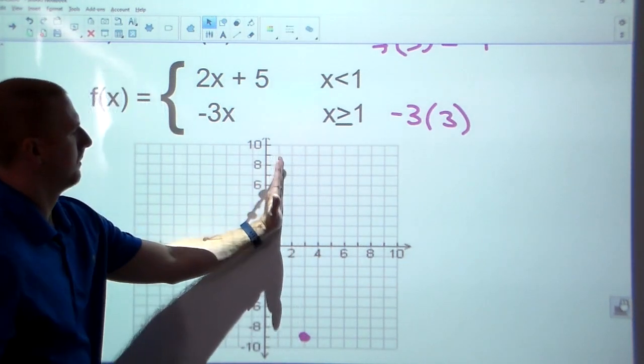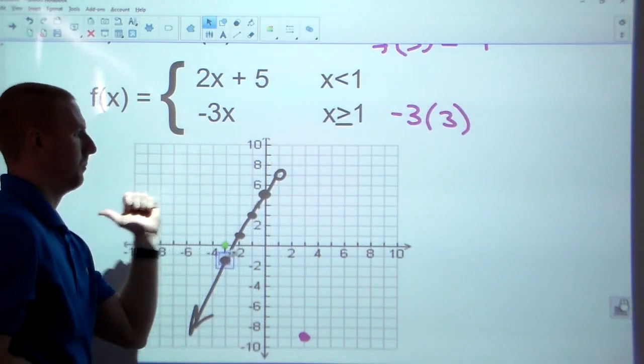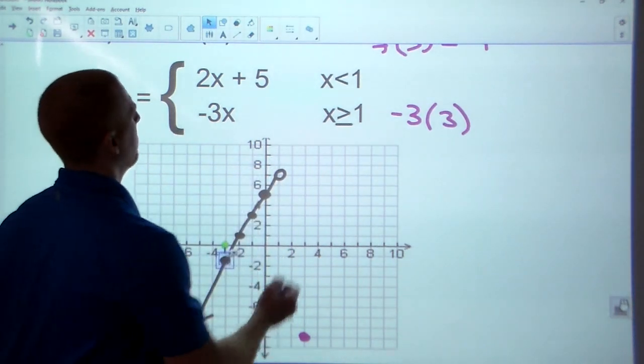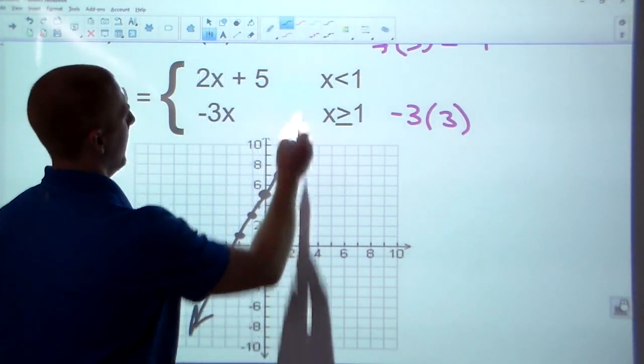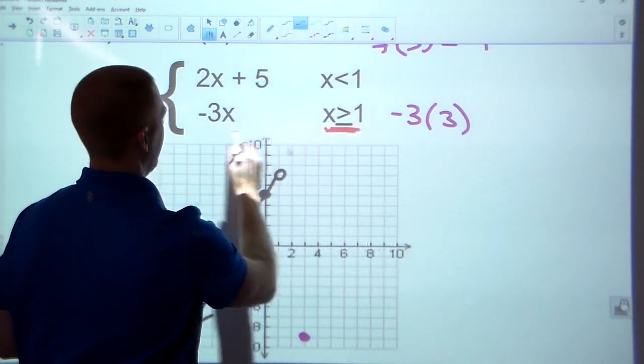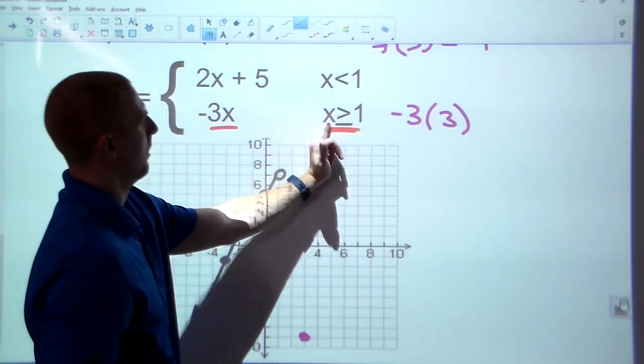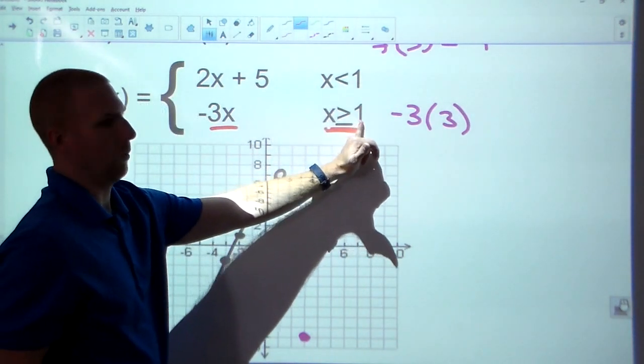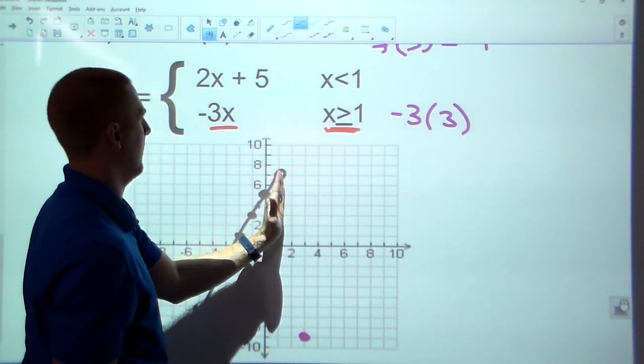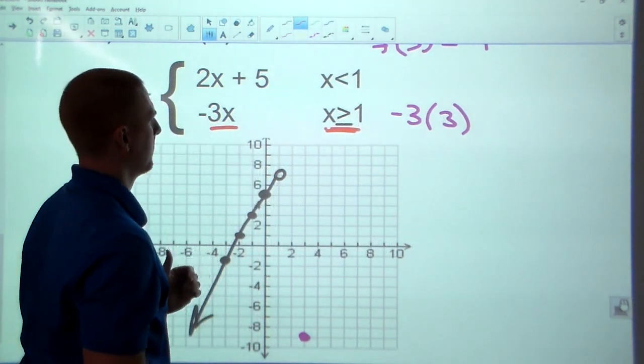It's everything from 1 and back to the left. Okay. And just to make it stand out, I'll do this one in a different color. So if x is anything equal to 1 or greater, then I'm looking at the line negative 3x.